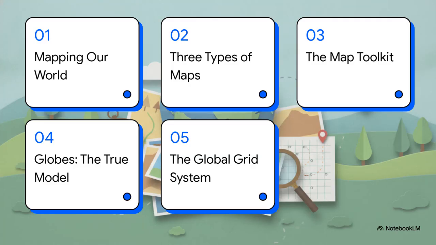Here's our roadmap for today. We're going to cover 1. Mapping our world. 2. Three types of maps. 3. The map toolkit. 4. Globes, the true model. And finally, 5. The global grid system. Let's get into it.